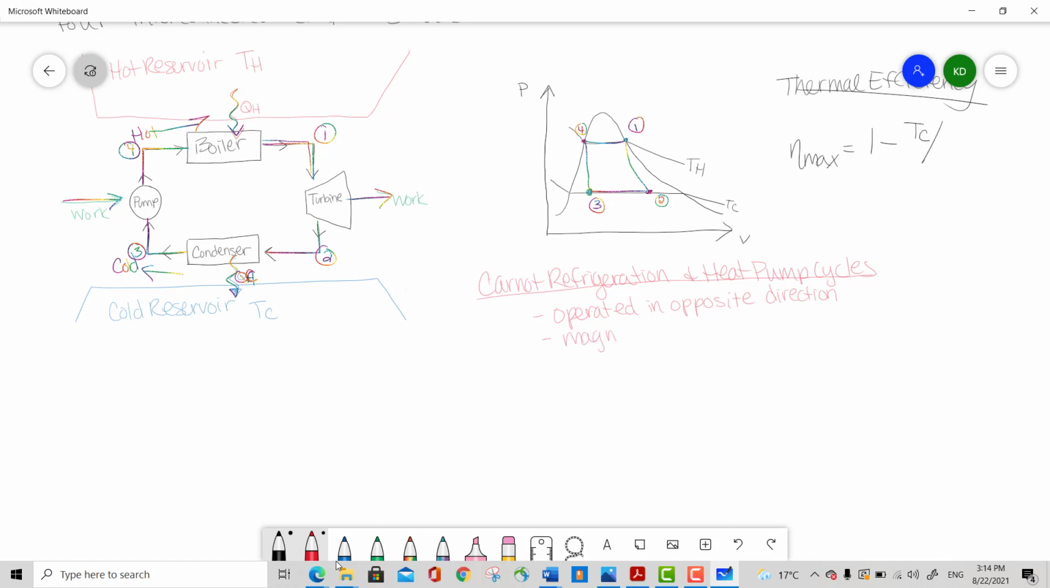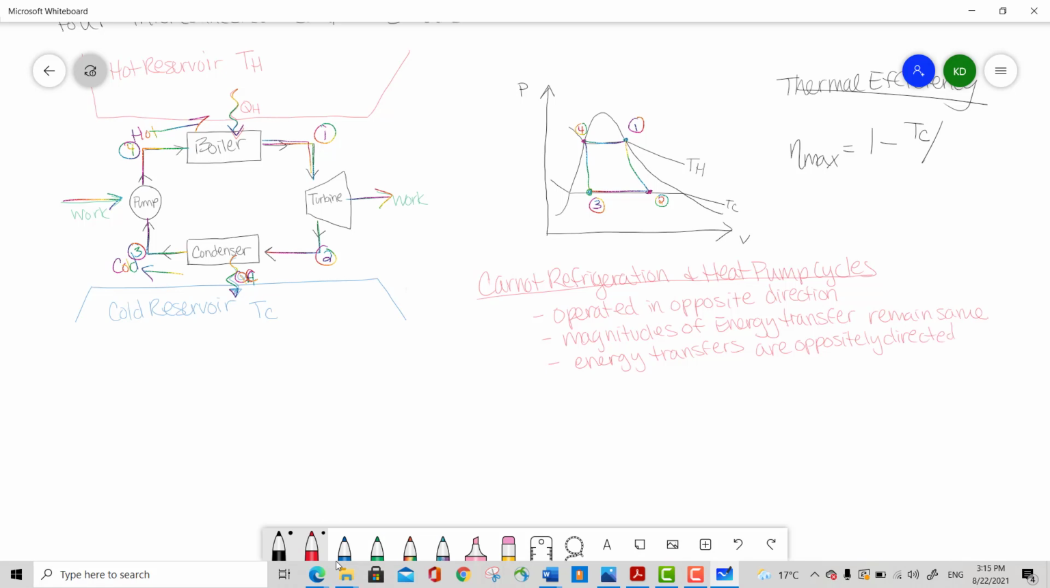Magnitudes of energy transfer remain the same. However, energy transfers are oppositely directed. So it's the same thing, we're just really doing the opposite.